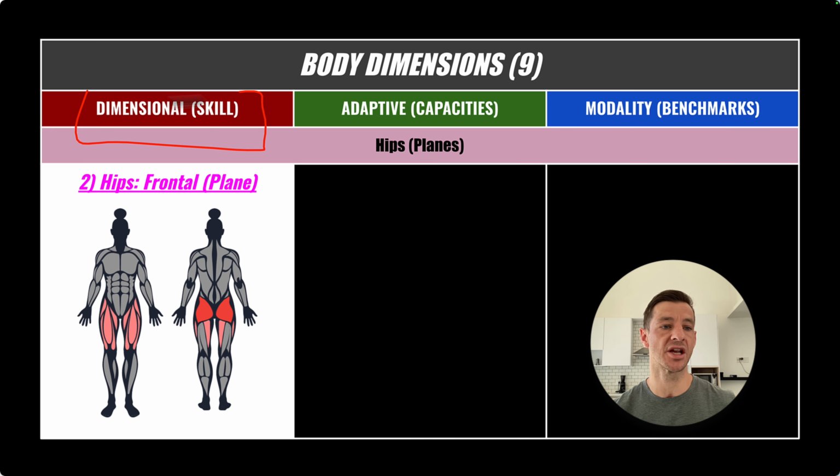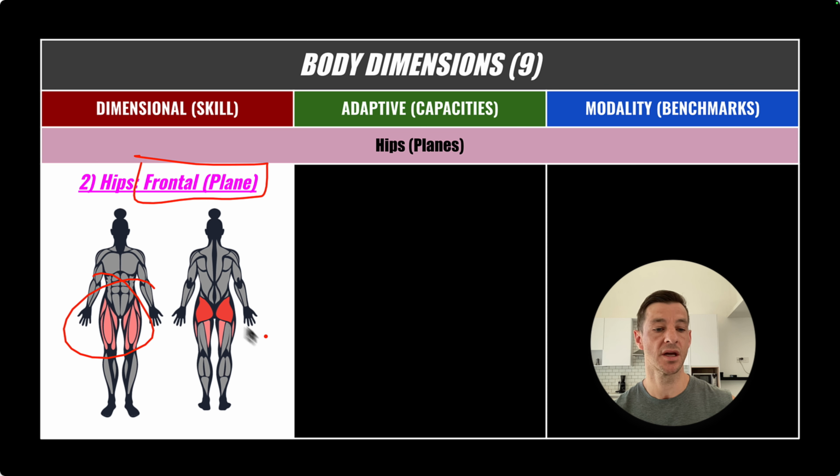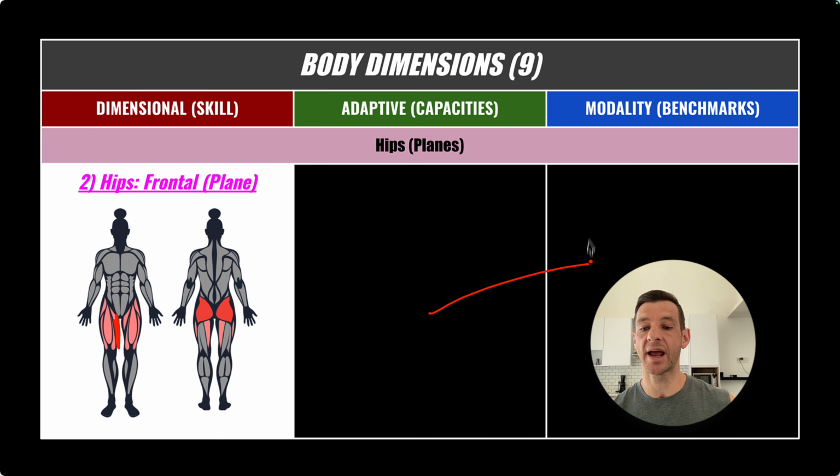We've got dimensional skill here on the left, and the topic of this video is looking at hip development in the frontal plane, which is going to have an emphasis on the quads and glutes, just as with the sagittal plane. However, there's going to be an emphasis on the abductors and adductors. We will then look at the various benchmarks associated with this dimension. We will then ask the question, okay, what are the requirements physically in terms of mobility, stability, and strength to master or achieve those performance benchmarks?